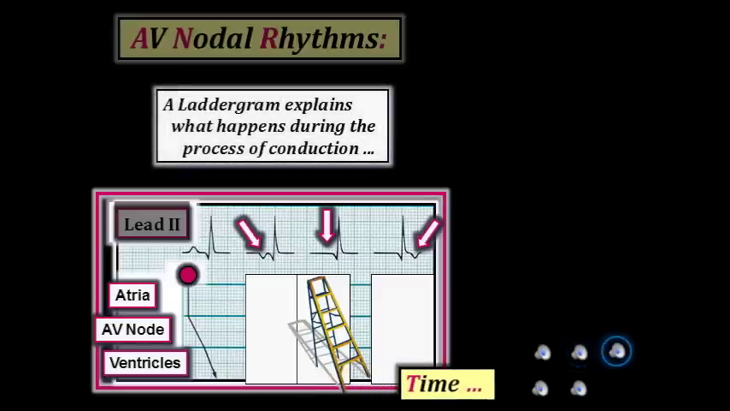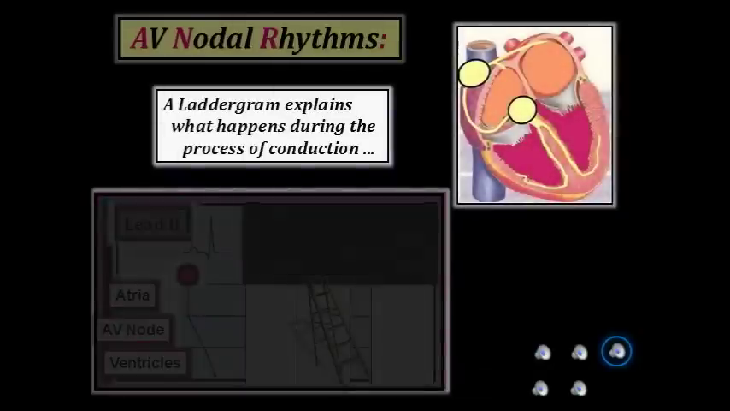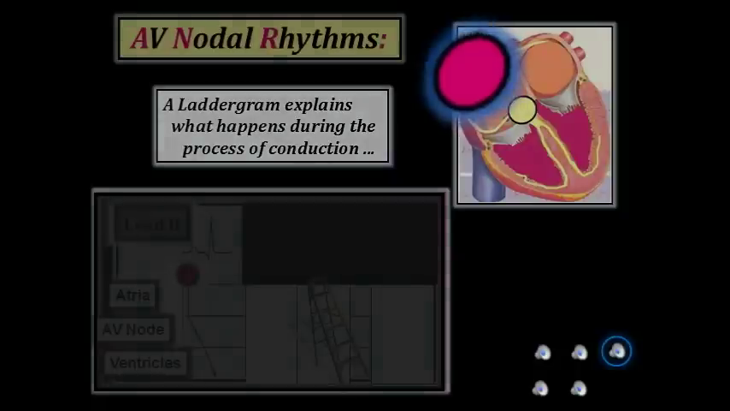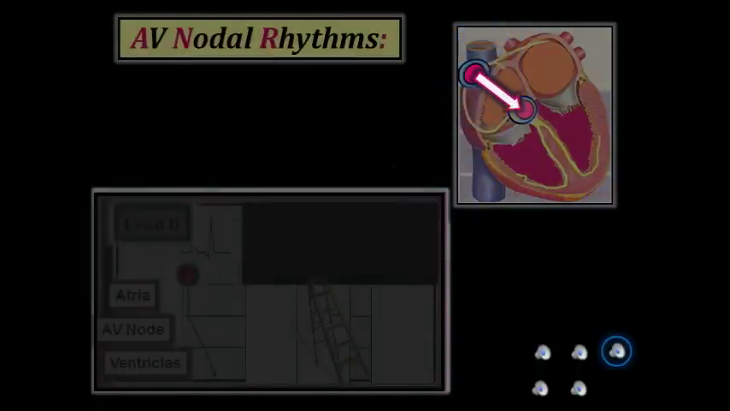Simply stated, a laddergram explains what happens as the electrical impulse is conducted through the heart. A look at corresponding anatomic events should make this clear. With normal sinus rhythm, the impulse begins in the SA node, after which the impulse travels via specialized intra-atrial pathways to arrive at the AV node.